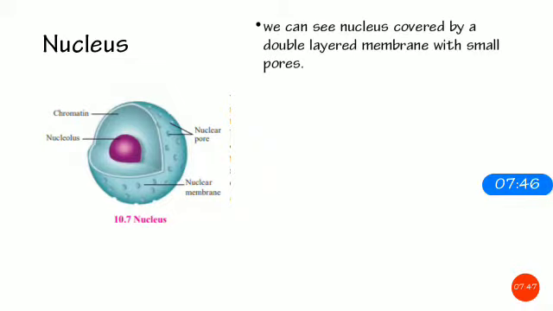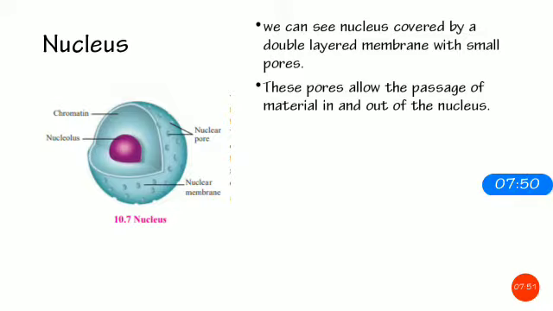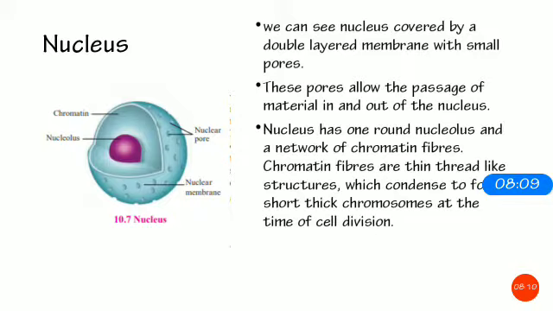So we can see the nucleus covered by a double layered membrane with small pores, and these pores allow the passage of material in and out of the nucleus. When we talk about the cell as a whole, it has some pores so that things can go in and go out. Similarly the nucleus also has this passage, which is helpful for material to either come in or go out. And the nucleus has one round nucleolus and a network of chromatin fibers.